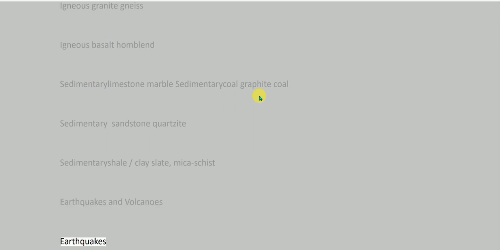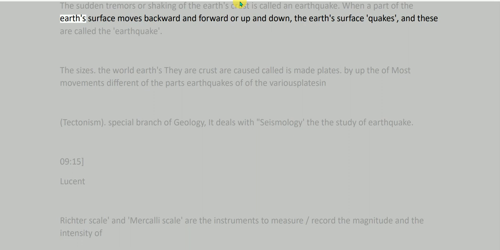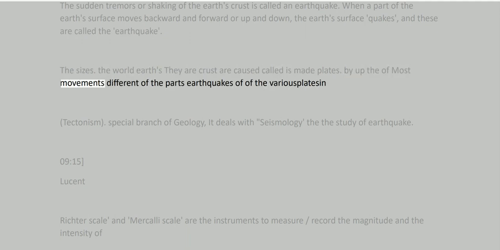Earthquakes and volcanoes. Earthquakes: the sudden tremors or shaking of the Earth's crust is called an earthquake. When a part of the Earth's surface moves backward and forward or up and down, it quakes, and these are called earthquakes. The Earth's crust is made up of different sizes of plates. Most earthquakes are caused by the movements of the various plates, called tectonism.